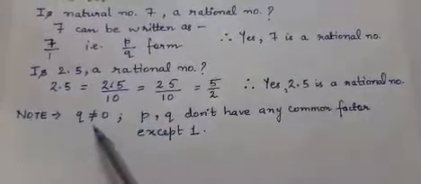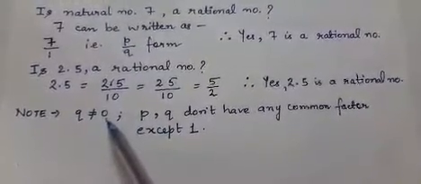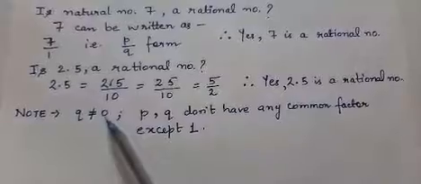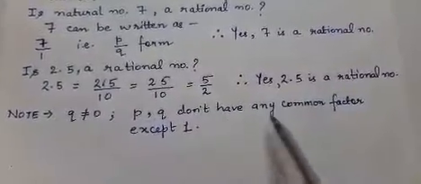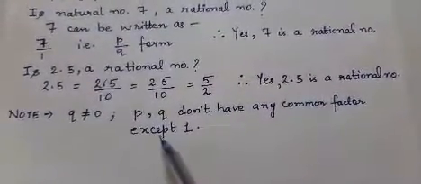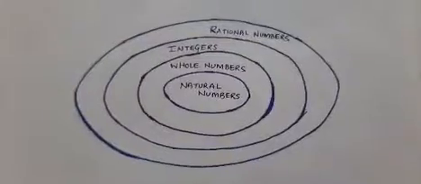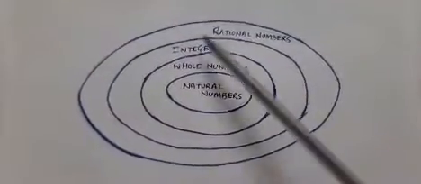Always remember that q is not equal to 0. That means the denominator is not equal to 0. And p and q don't have any common factor except 1. Let us understand this with this diagram.